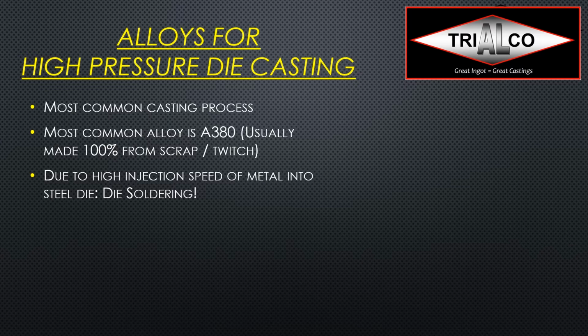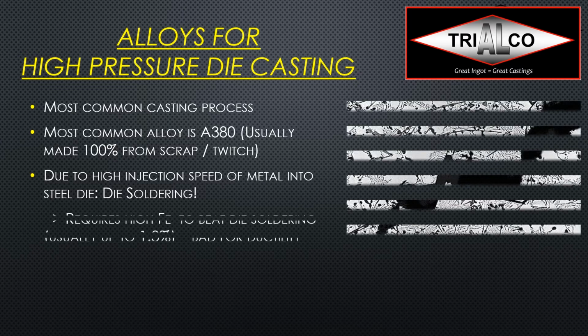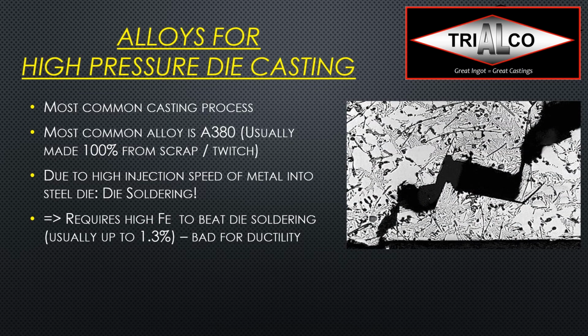And why is that used in die casting? Well, actually it's quite ideal because it has a high iron content, usually up to 1.3%, which really prevents what I mentioned before, this die soldering. And due to the high injection speed of the metal into the die, I get this phenomenon, and with the high iron I can prevent it.